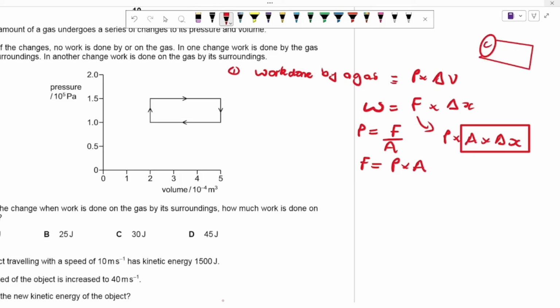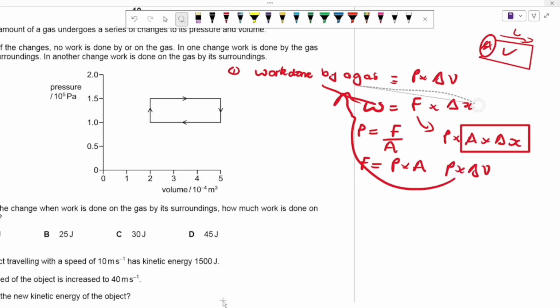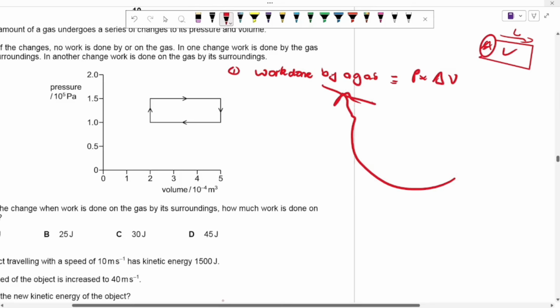If you have this length and this area, then your area times your length is your volume. So this is going to be your change in volume. Your pressure times your change in volume would therefore be equivalent to your work done. This is something that you just need to know whenever you're doing physics, and you should just be aware of it.